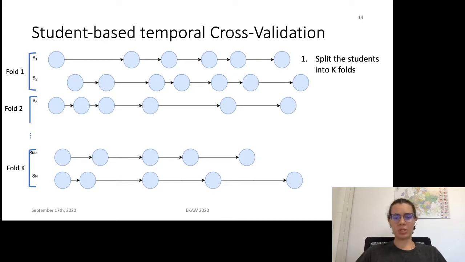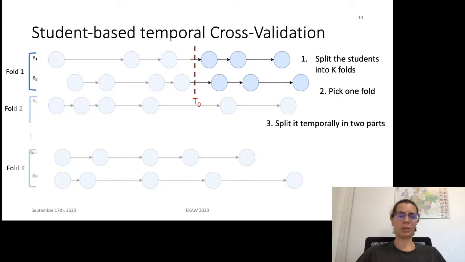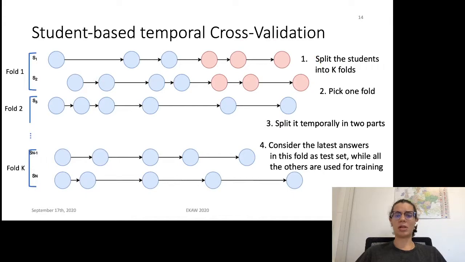So for the cross-validation process, we split the students in our dataset into k folds. Then we pick the first fold and split it again, this time temporally, into two parts. Finally, we consider the latest answers as the test set while we train on all the other answers. So here the blue circles are the answers used for training, while the red ones are the answers in the test set. We repeat the training and test process k times, each time changing the fold used for testing. So the results we show in this study are the average results obtained on all the 5 folds.